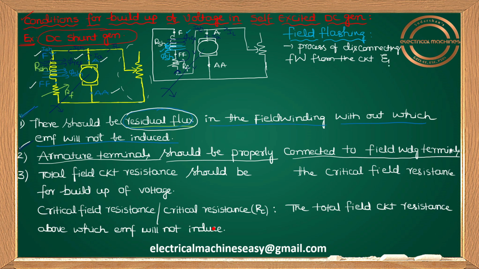And connect it across a small DC source and excite it. Excite it means what here? It means I can say field winding, and excite it for some time to re-establish residual flux.